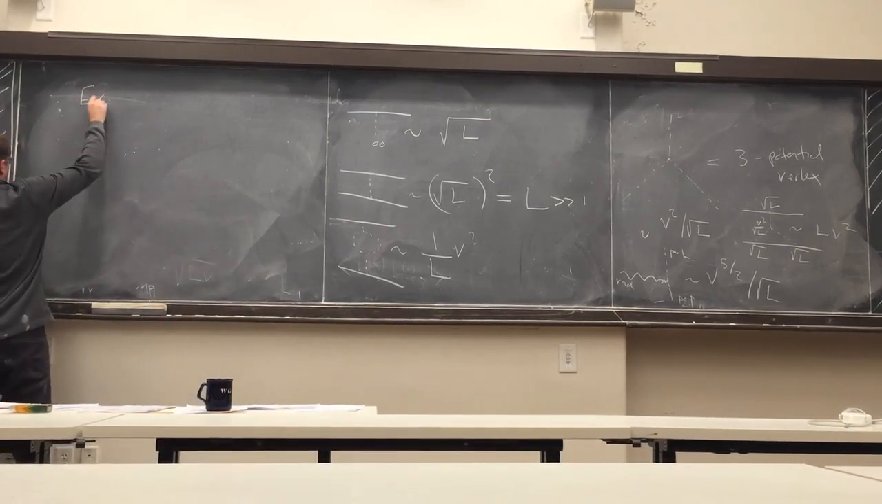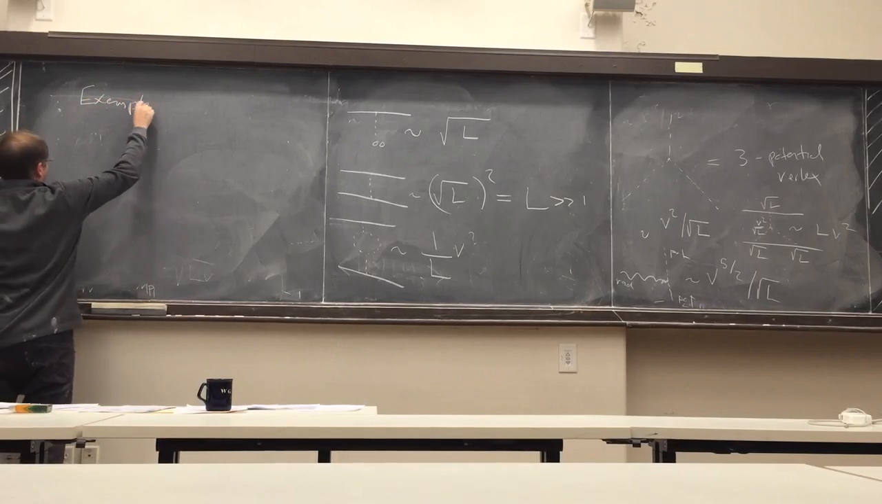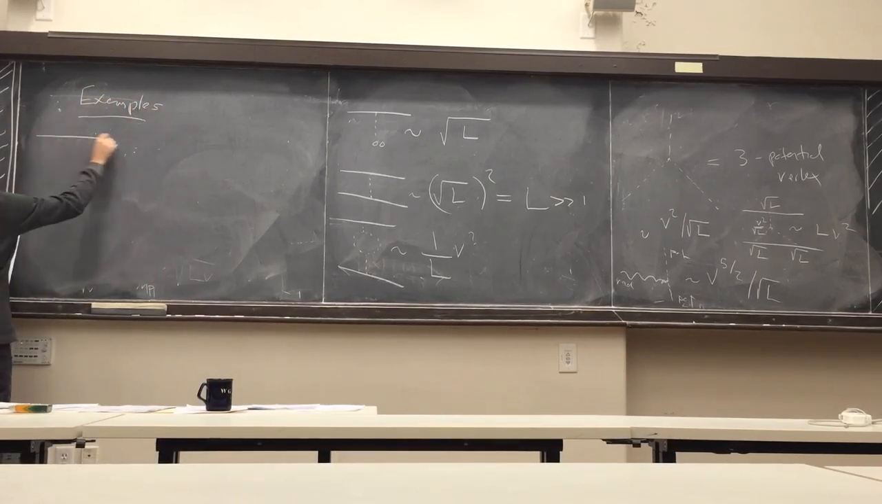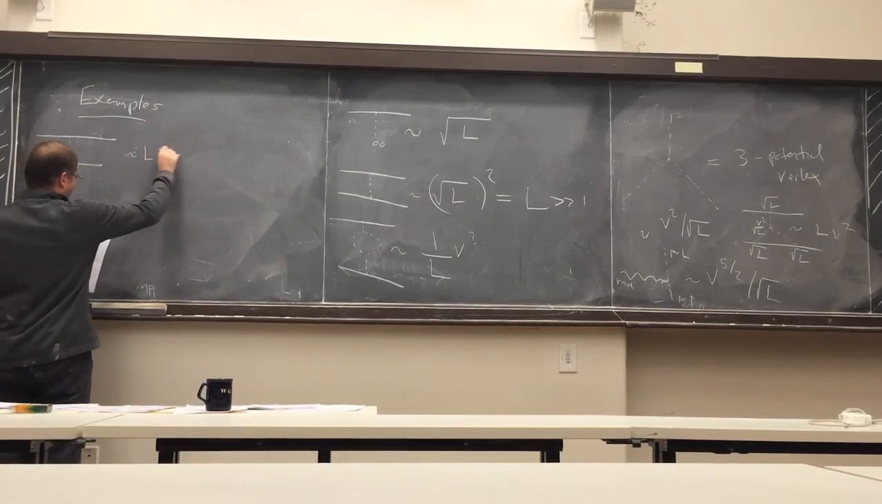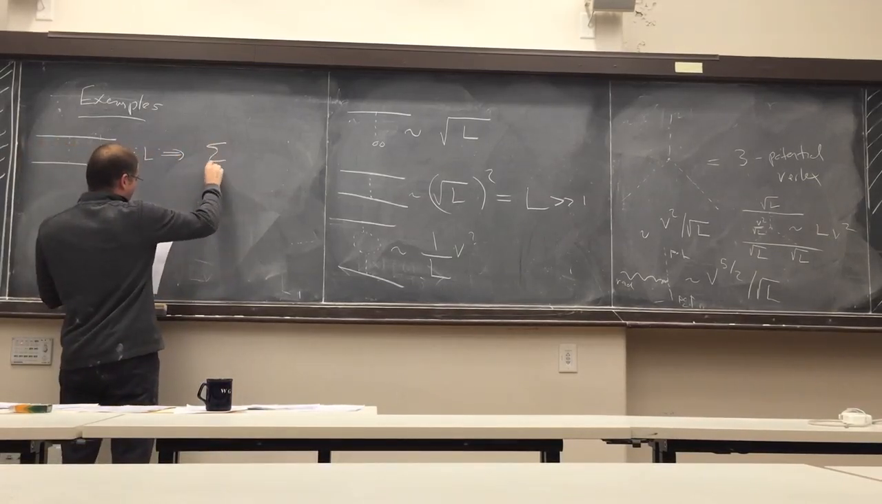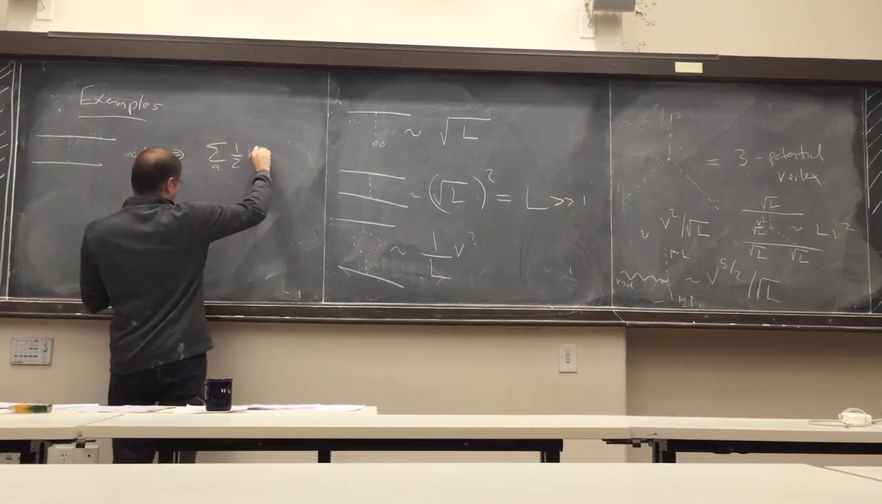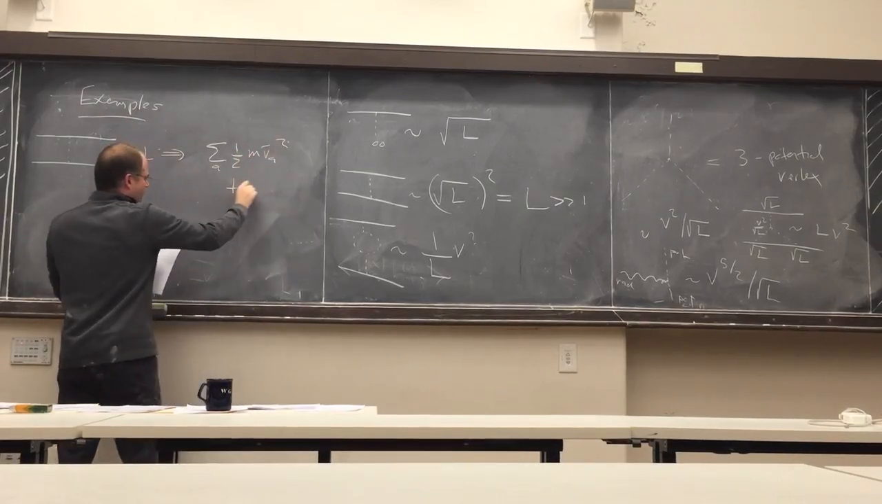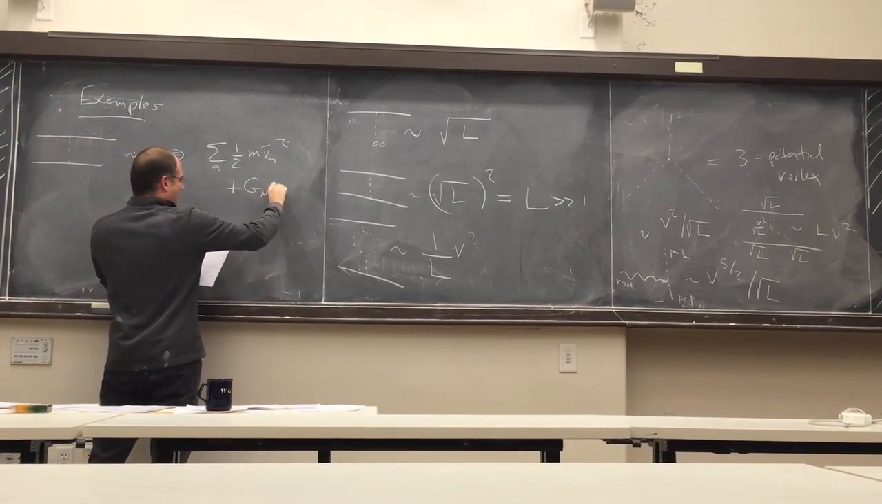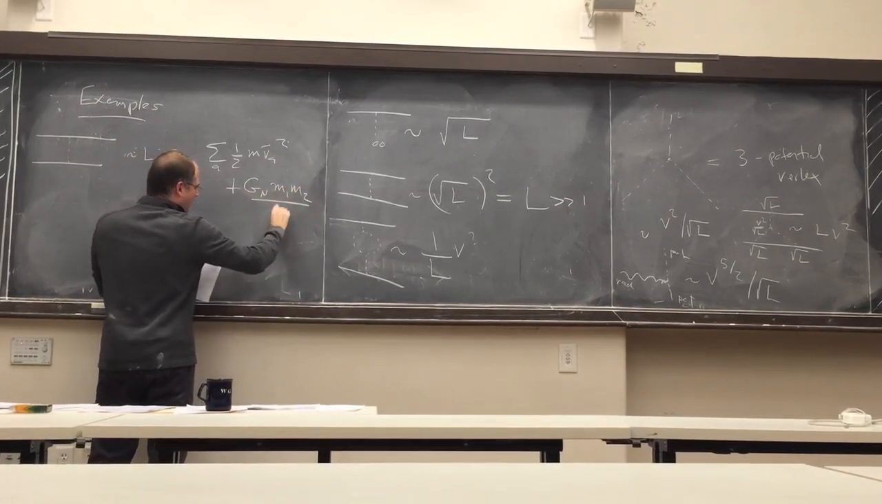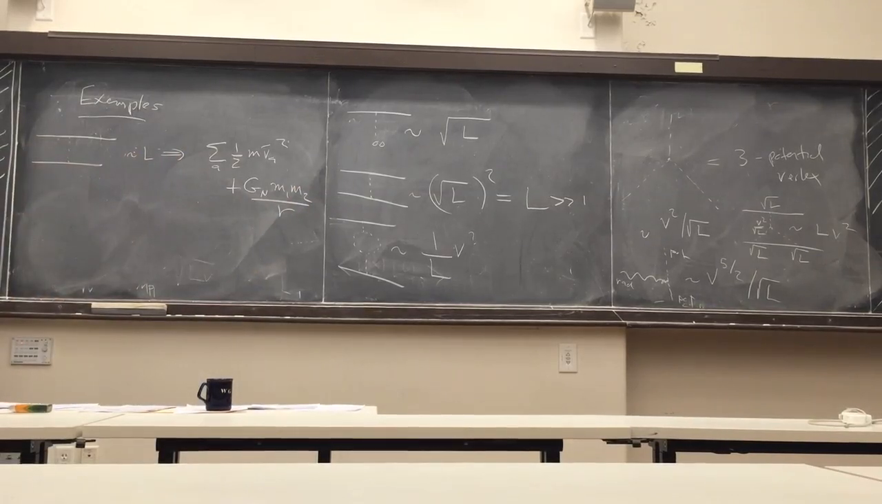So examples. Well, the leading order term is that one. It goes like L, and if you actually calculate it, you learn that it goes like a half mv squared plus G_N m1 m2 over r, just from calculating the diagrams.